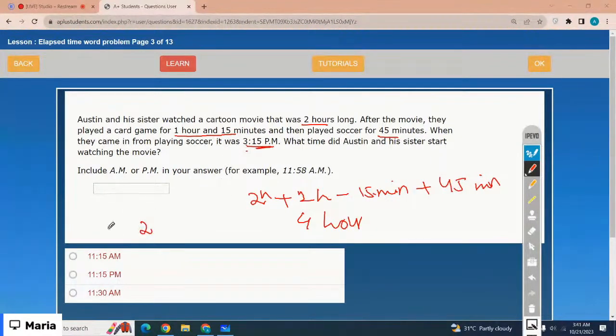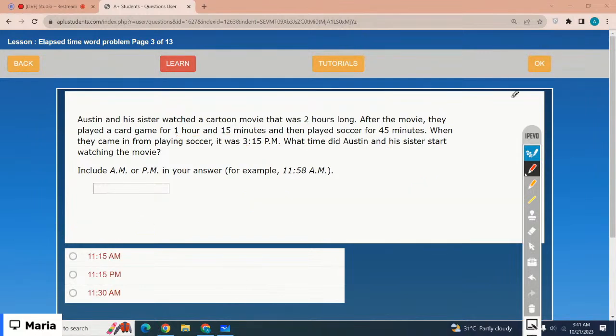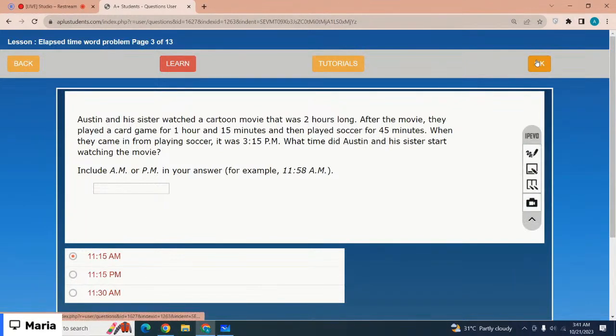3:15, 2:15, 1:15, 12:15, and 11:15. That means it would be 11:15 a.m., right? Because it's 3:15 p.m. So when you go back, it would be 11:15 a.m. So the correct option is 11:15 a.m. Got it?